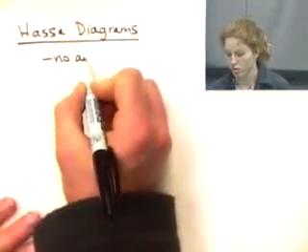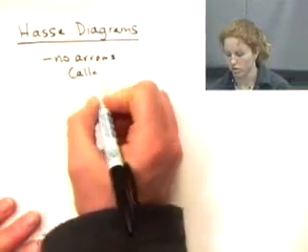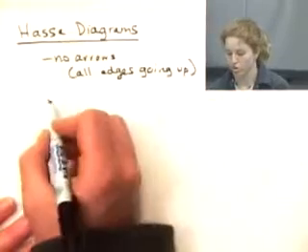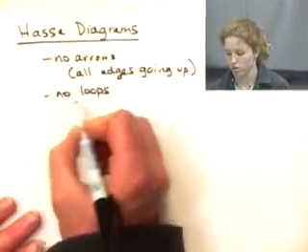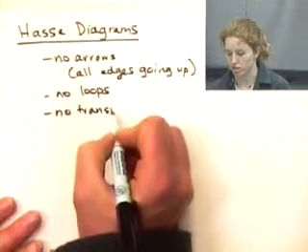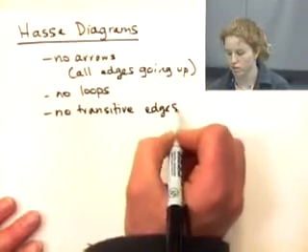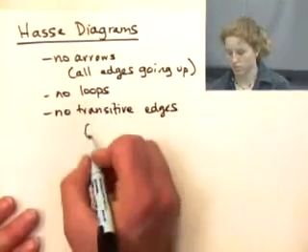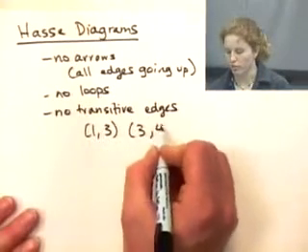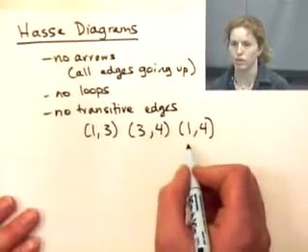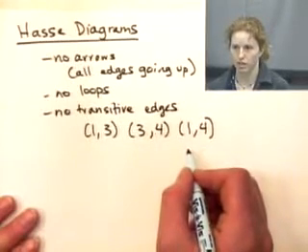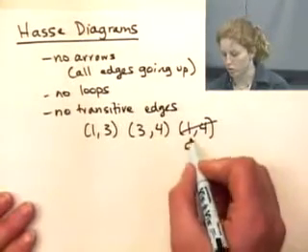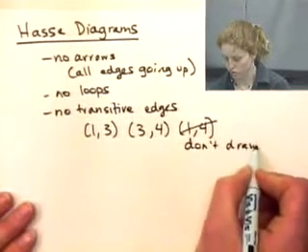So no arrows. All edges going up, so we know which way the arrows go. No loops. And no transitive edges. When I say no transitive edges, what does that mean? 1 goes to 3 and 3 goes to 4. 1 does not go to 4. If I have 1, 3, and 3, 4, then 1, 4 has to be in the relation, right? Because it's transitive, because it's a partially ordered set. But this one is not drawn in the Hasse diagram. So we don't draw it.